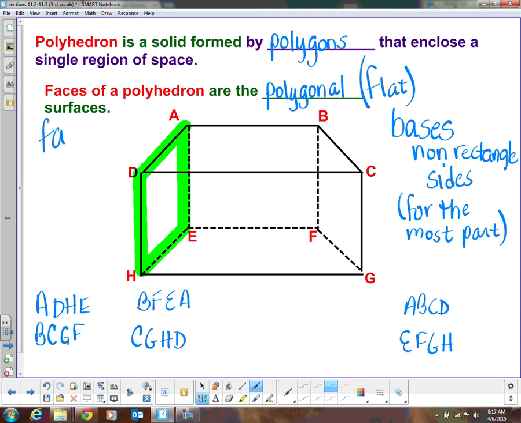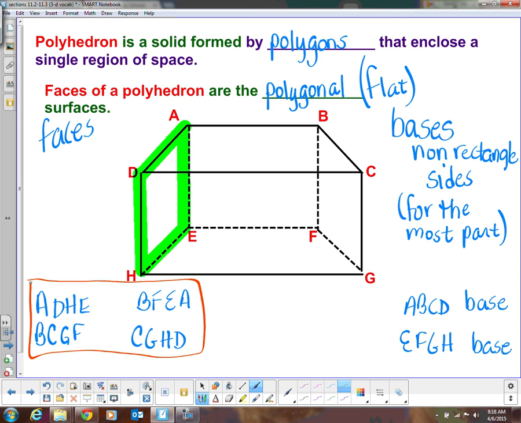So of our faces, we have what we call bases. The base is the non-rectangular sides. ABCD is a trapezoid, therefore it is a base. EFGH is also a base because it's a trapezoid, which makes all of these over here non-bases. For these, we usually use the word face. If you want more specifics, we'll call those lateral faces. Lateral usually means side, not the top and the bottom.